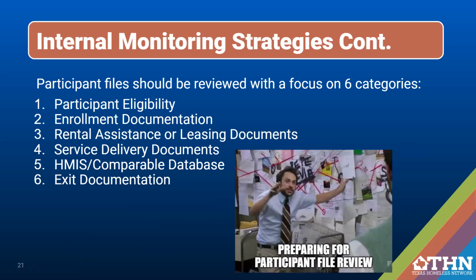Okay, so more detail on what participant file reviews look like. The participant file review should focus on 6 main categories, and we'll just go through them one by one. First, you need to be checking for participant eligibility. This could include documentation that homelessness is correct, potentially documentation of a disability, which is probably going to apply more to PSH projects. Similarly, documentation of chronic homelessness status is required, so make sure that is done correctly and present in the file.